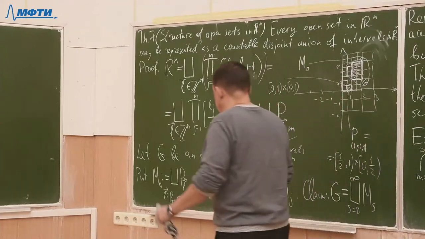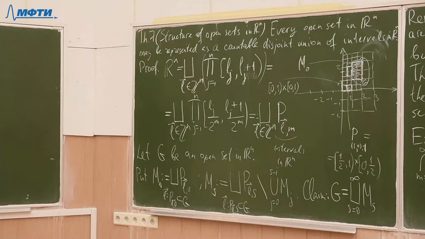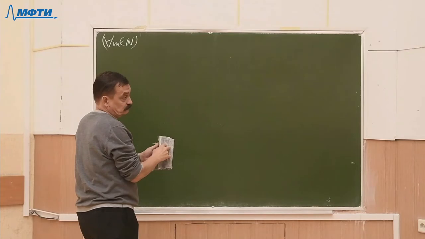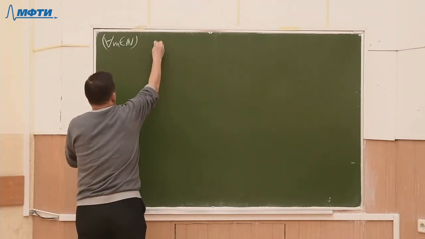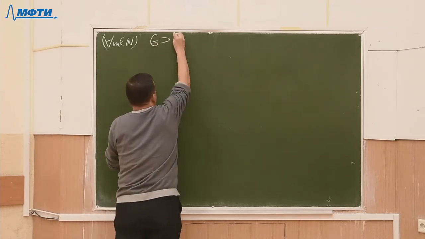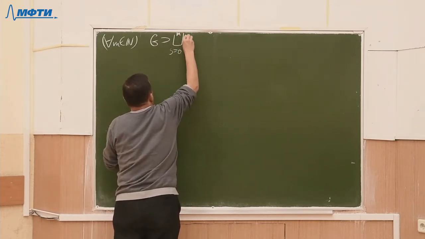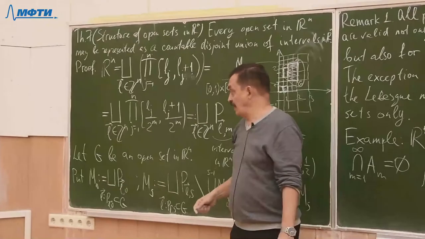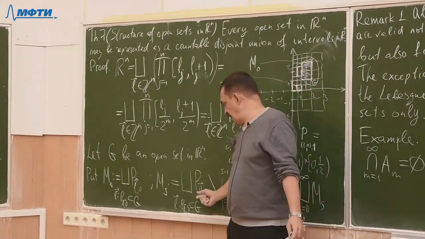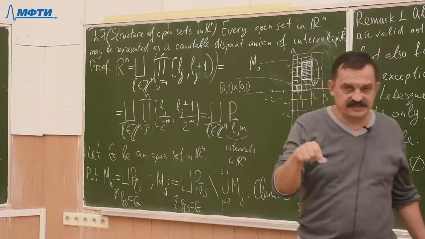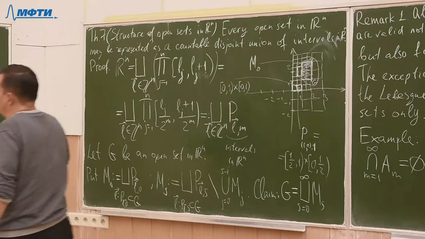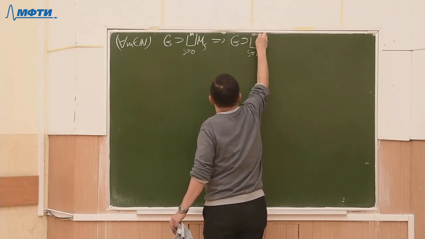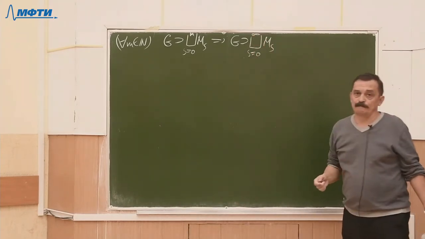Okay, by the construction, for arbitrary natural M, we have G contains the union of the first M sets, M_s. Why? Because every time we consider only intervals which are inside our G. This is true for arbitrary M, hence G contains the union of all M's. Okay.